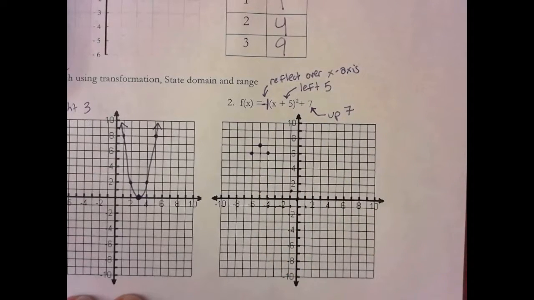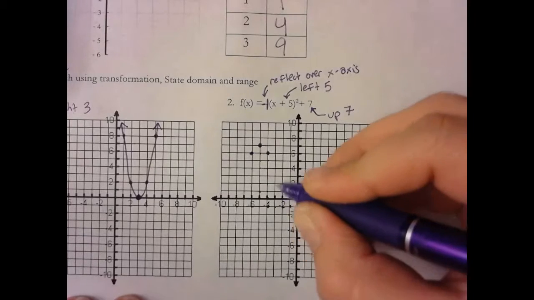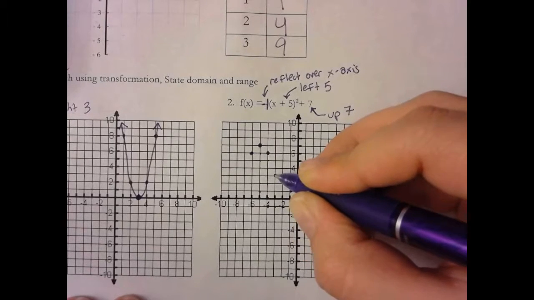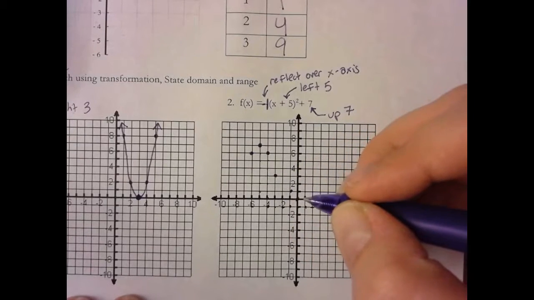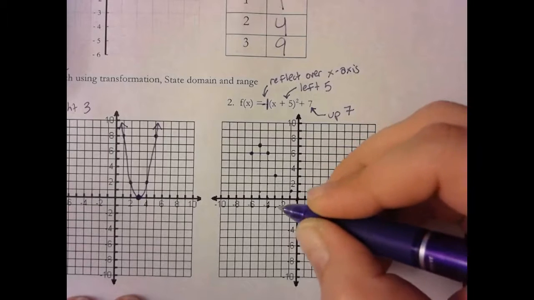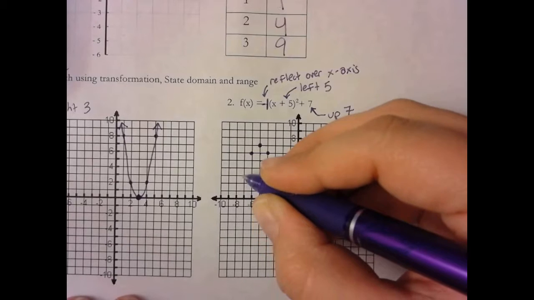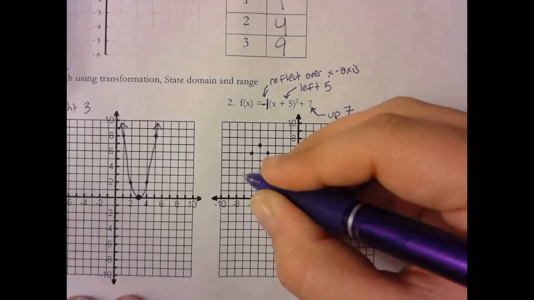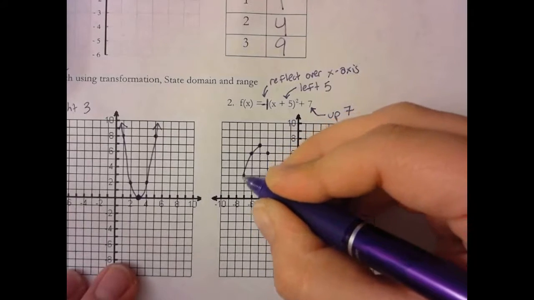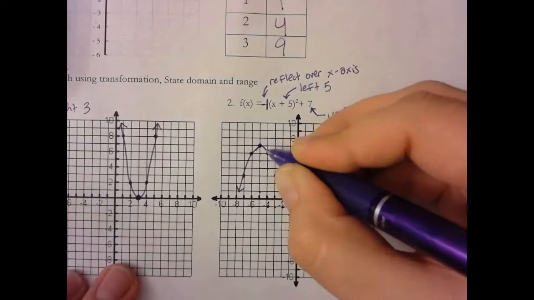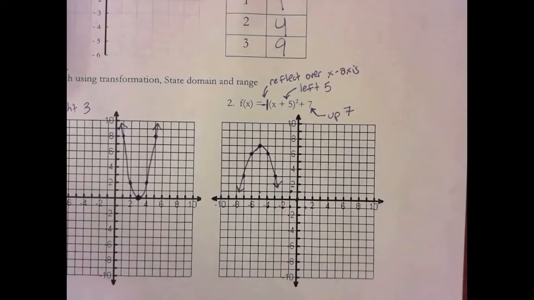And you could keep doing this and it would graph the whole thing. So another point, I'm going to be lazy, I'm just going to tell you it's at -3, 3. And another point is at -7, 3. And there's our graph. Cool.